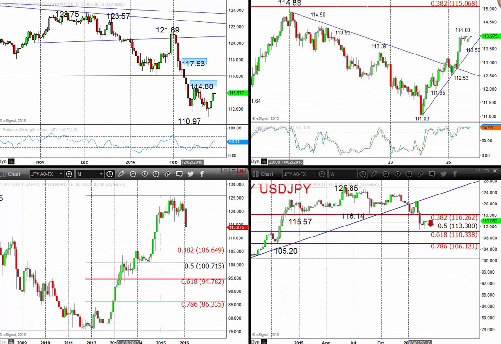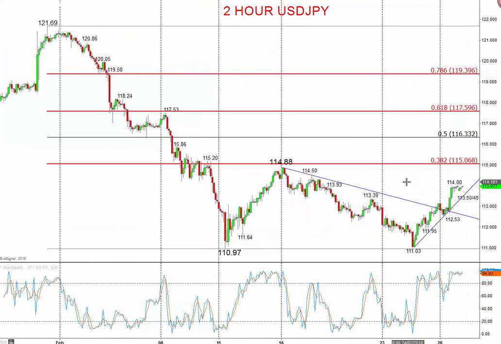On an intraday basis, despite the rebound we've had, we're looking for resistance up here at 114.88 to cap for a rollback down lower for a more bearish tone.